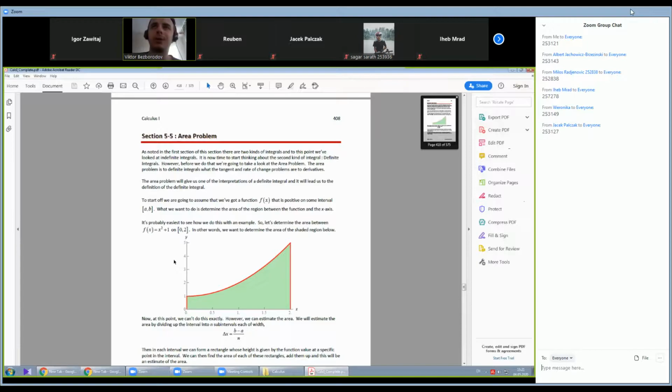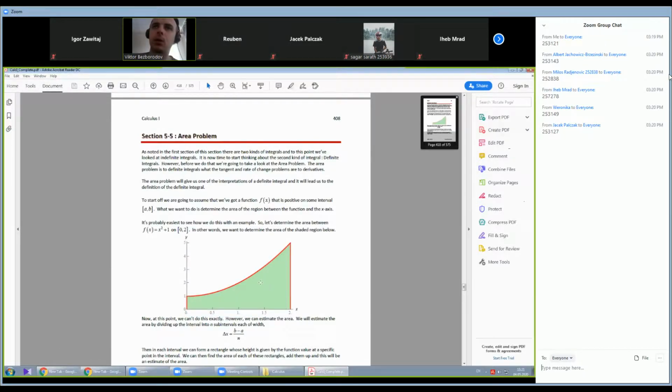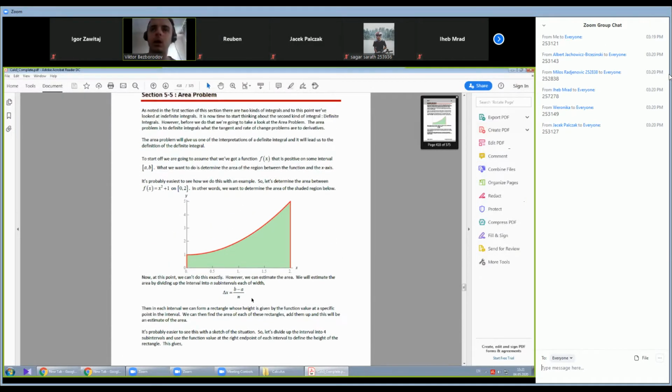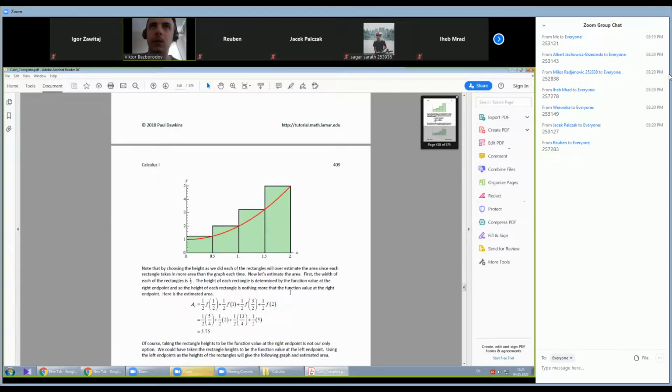First of all, to do it properly, we would need to define the area. But of course, the area is defined by taking approximations. You fill the figure with smaller and smaller rectangles, and then the limit is going to be your area. We're not discussing here in detail what the definition of the area is.